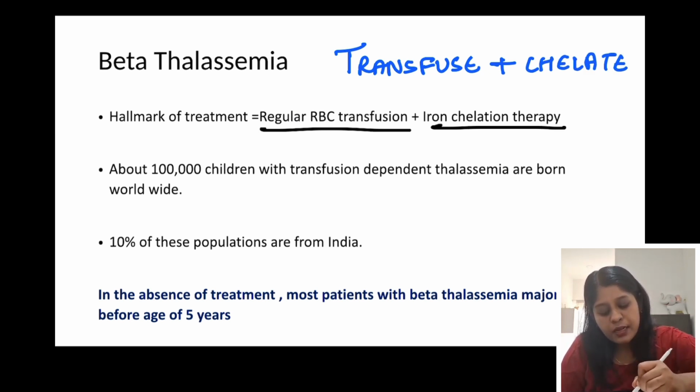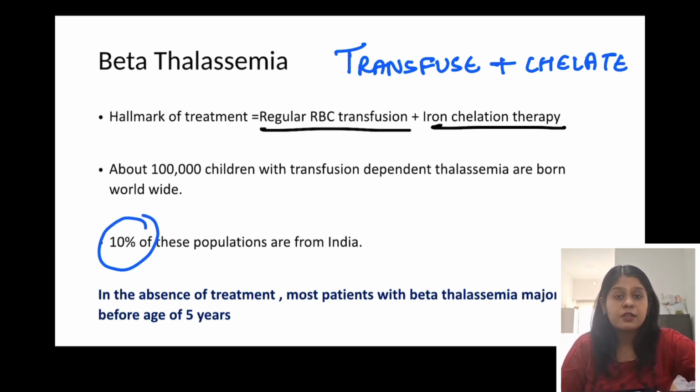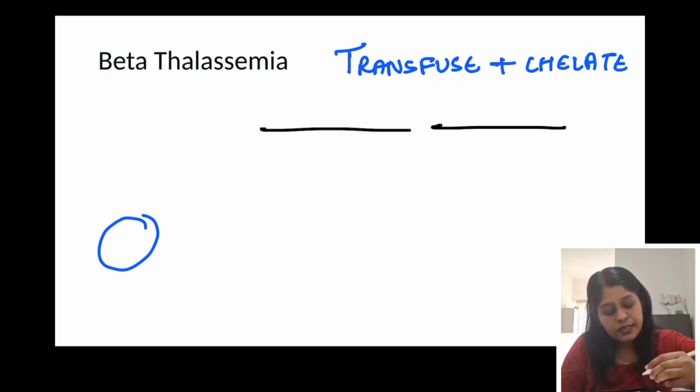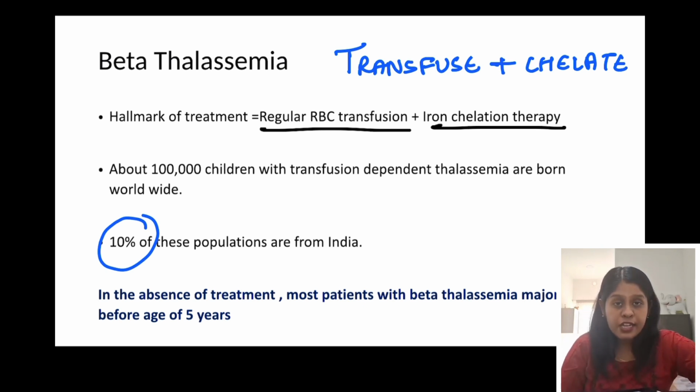So we know that children with transfusion dependent thalassemia major are born worldwide, and among these 10% are from India, which is a huge burden, a huge load on India. In the absence of treatment, most patients with beta thalassemia major are going to die before the age of 5 years. So this is a disease where the life expectancy can be increased because of regular blood transfusion and further definitive management in the children.